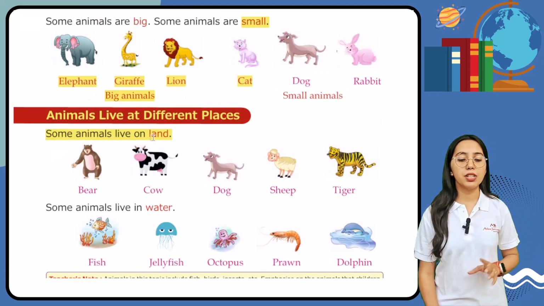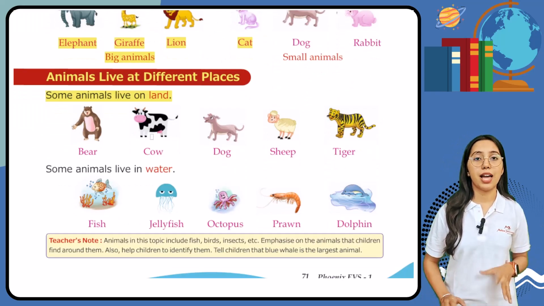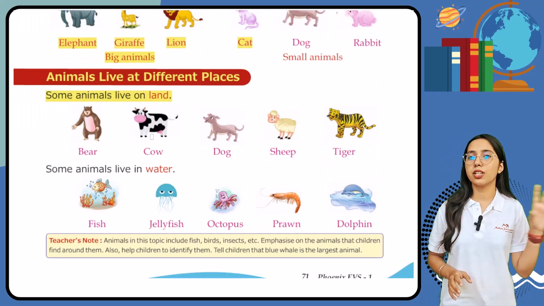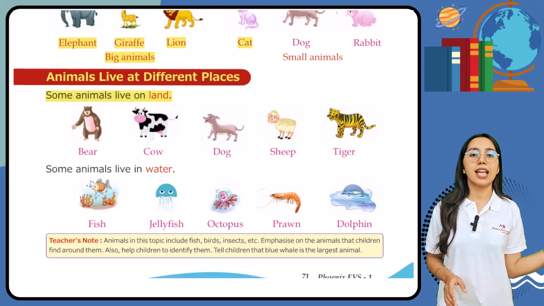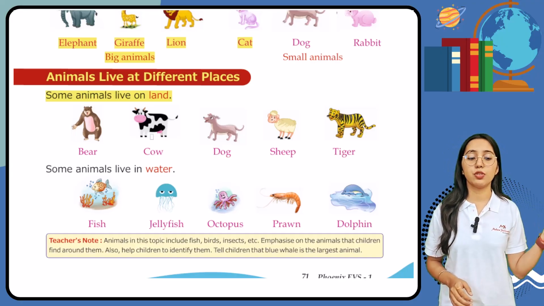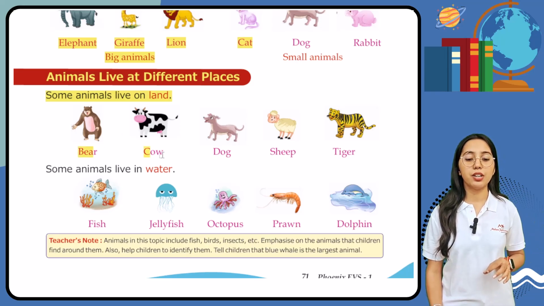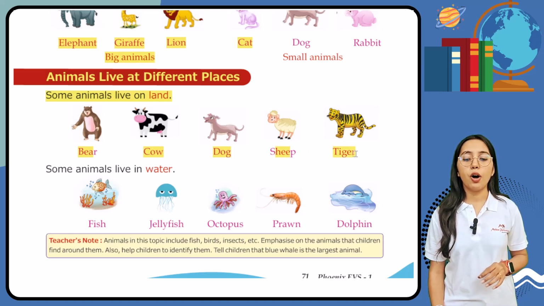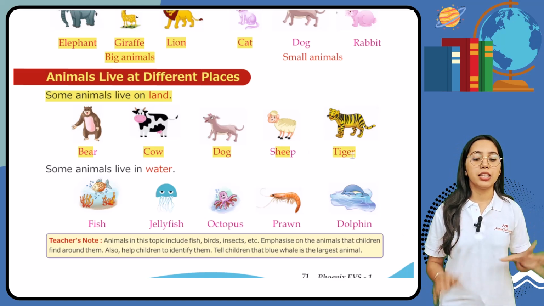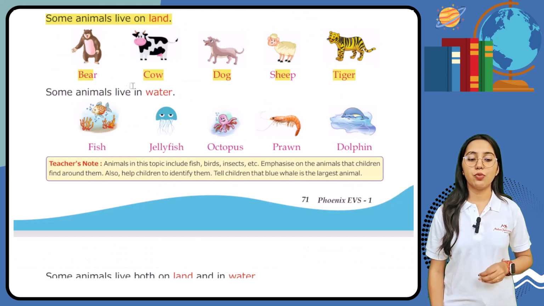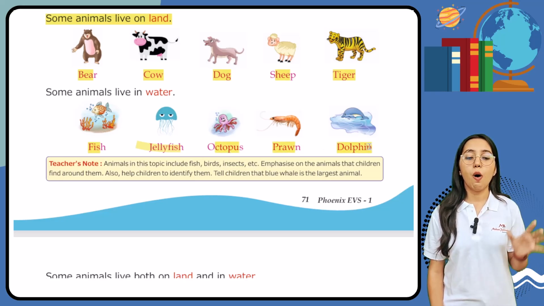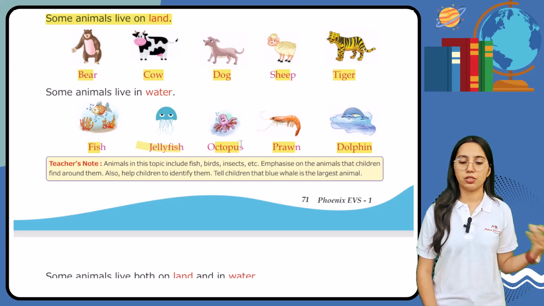Now, animals live at different places. Some animals live on land. Students, you must have seen that animals live in different places. We have some animals that live on land. For example, we have bear, cow, dog, sheep, tiger. All these animals live on land. Then we have some animals that live in water, right? So we have fish, jellyfish, octopus, prawn, dolphin. All these animals live in water, right?